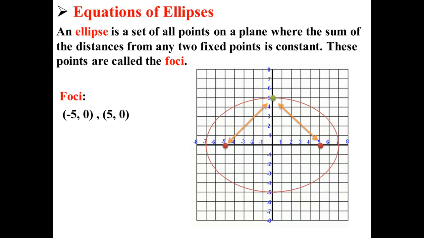Now let's say we choose this green point on the graph. The sum of those 2 orange lines is also equal to 14. If we pick any point on the graph and locate its distance from each of the 2 foci, the distances will sum to 14 for this specific ellipse.